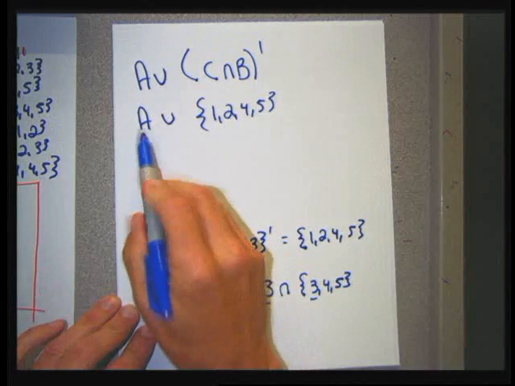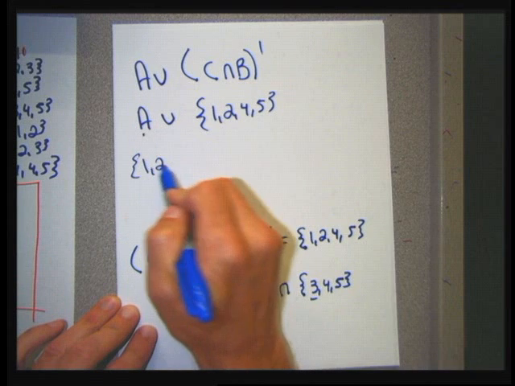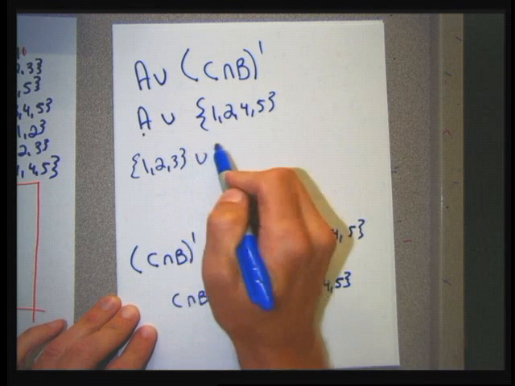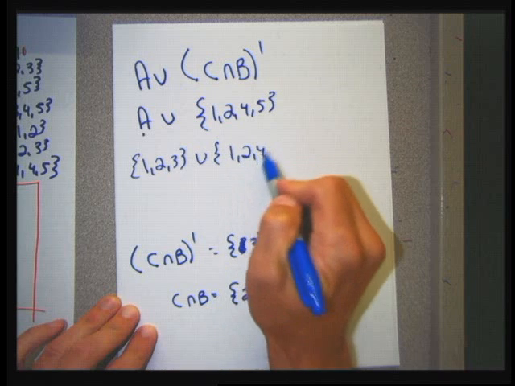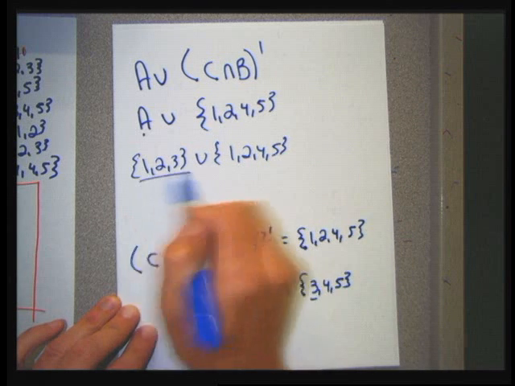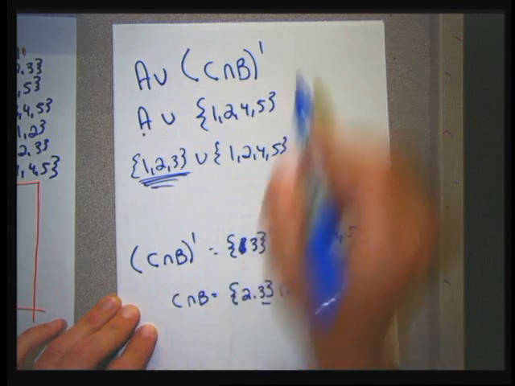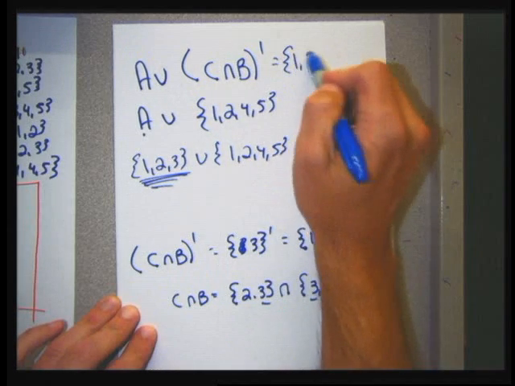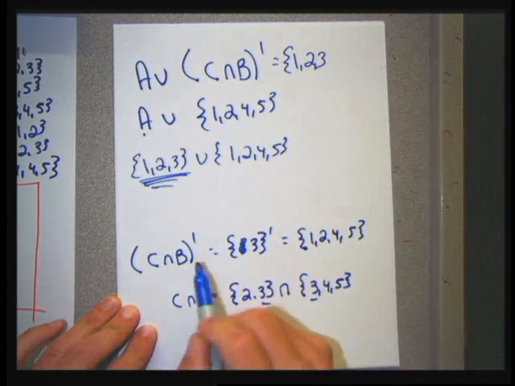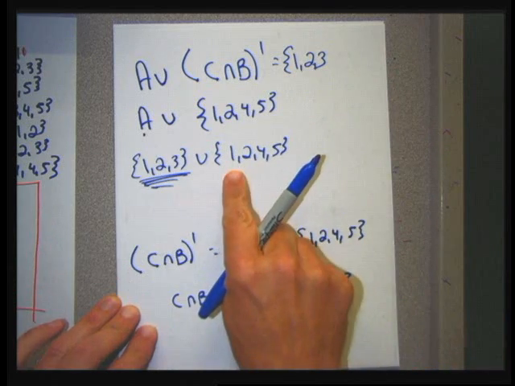I'm going to take the A, and I know that the A is 1, 2, and 3. Now I'm going to union these two sets. When I union two sets, I take the entire first set. The entire first set is 1, 2, and 3. And then I add anything that the second set has that I haven't already included.